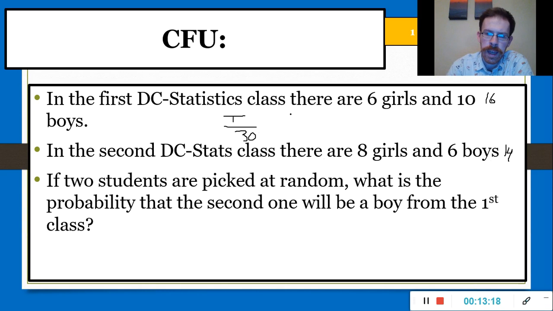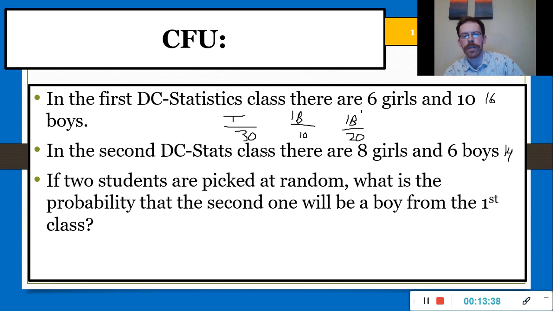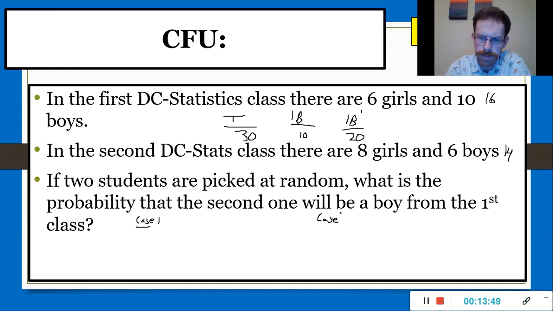Well, we have to consider how many boys from the first class. In the first class there are 10 boys. How many people are not boys from the first class? Obviously 20. So 2 cases. And the same, what if your first one is not a boy from the first class?